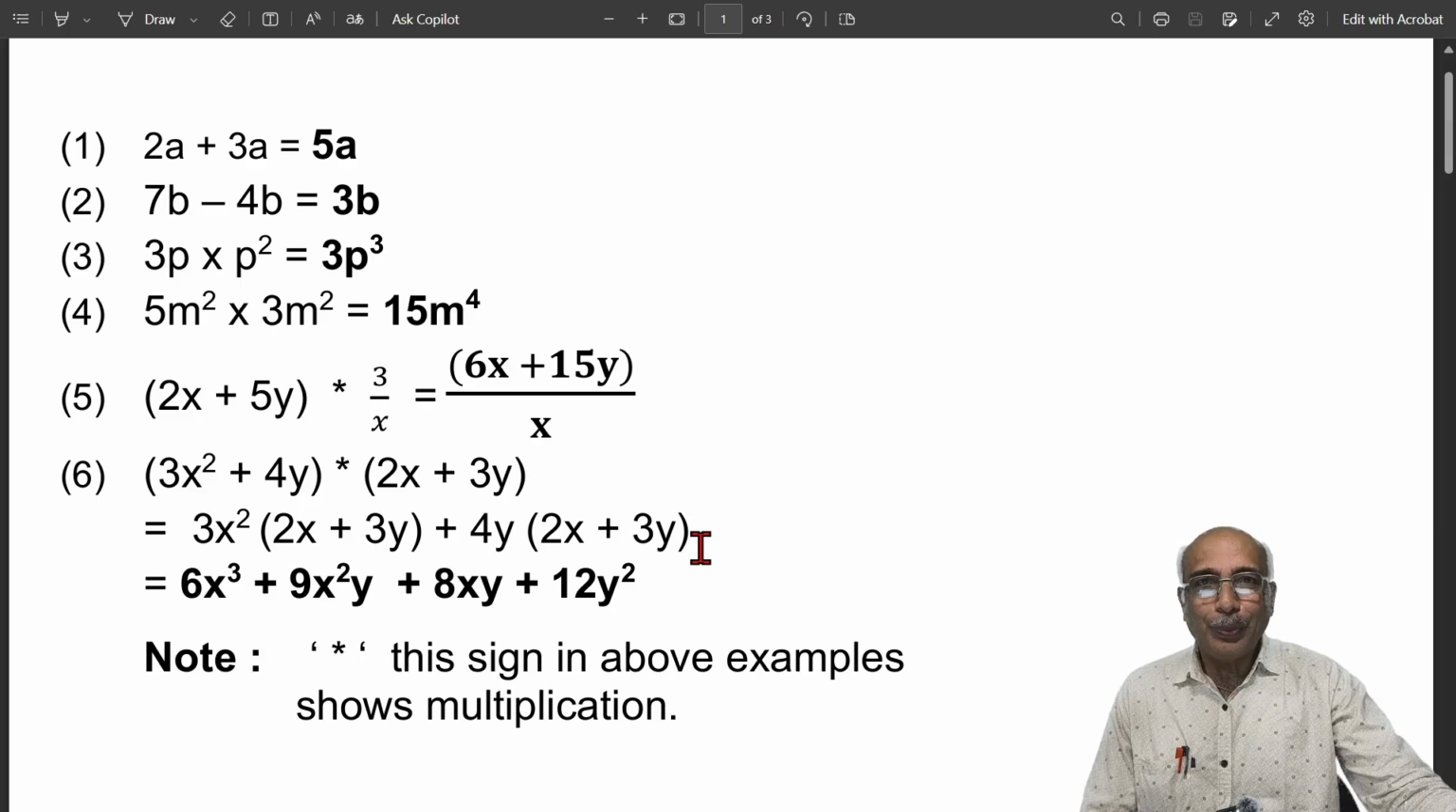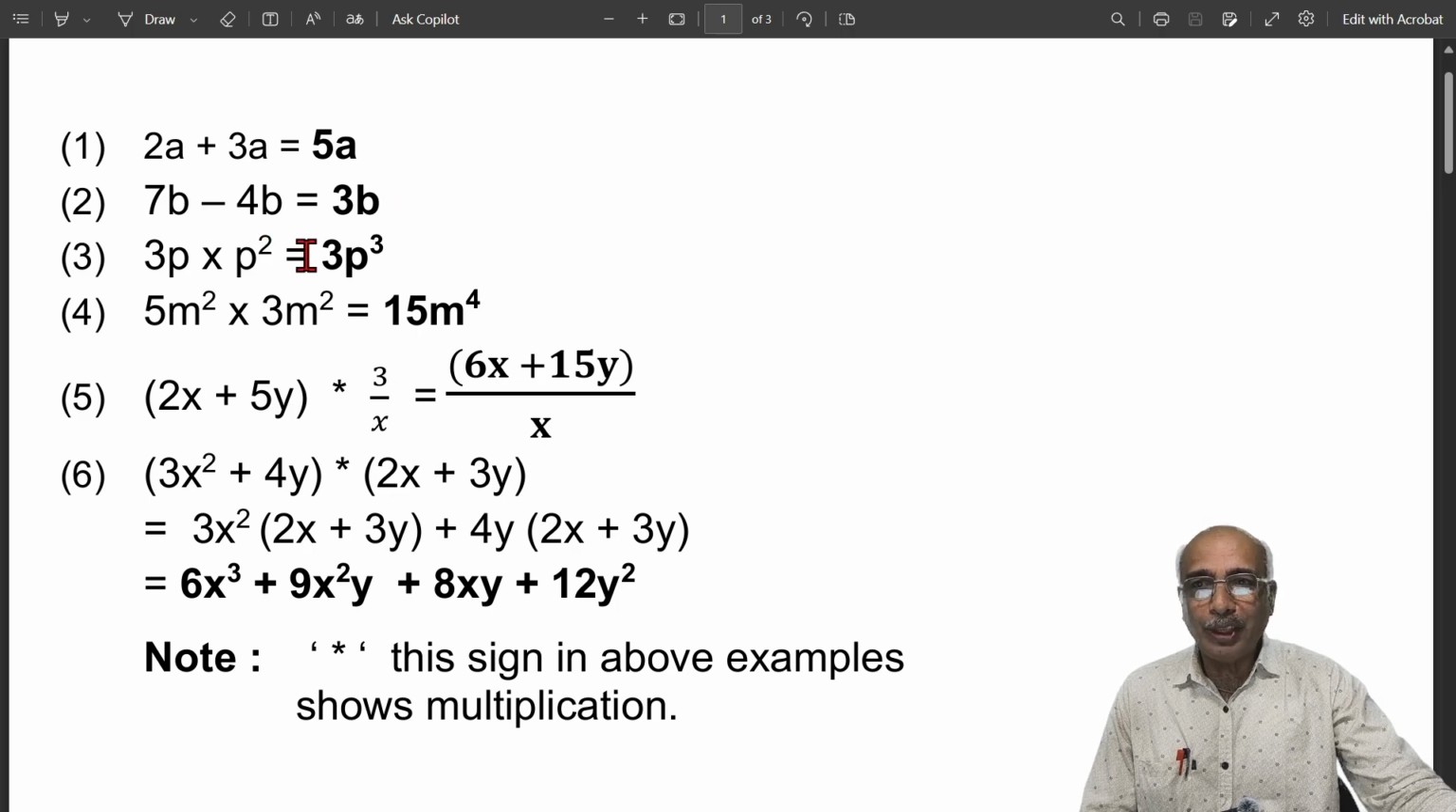Hello children, we are going to start with the new topic. As we are starting the new topic, let us see some examples. 2a plus 3a equals 2 plus 3 equals 5a. 7b minus 4b equals 3b, because 7b minus 4b, that is 7 minus 4 is 3, so it is 3b.